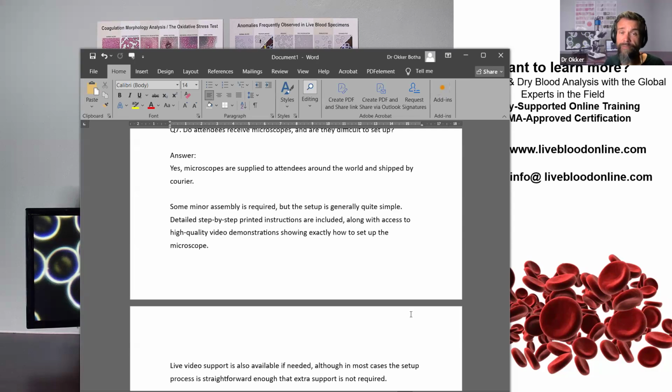So as a result of that, we've had our microscopes manufactured according to our own specifications to ensure that everything that should be there in the microscope is actually there. So we do supply these to our course attendees. We ship all over the world, and setup is really quite simple. We ship with full instructions, and we also have video instructions that people can follow along step by step, basically to set up the microscope and to get it working.